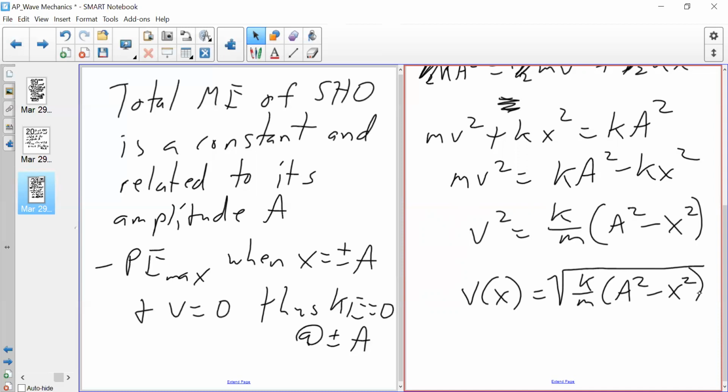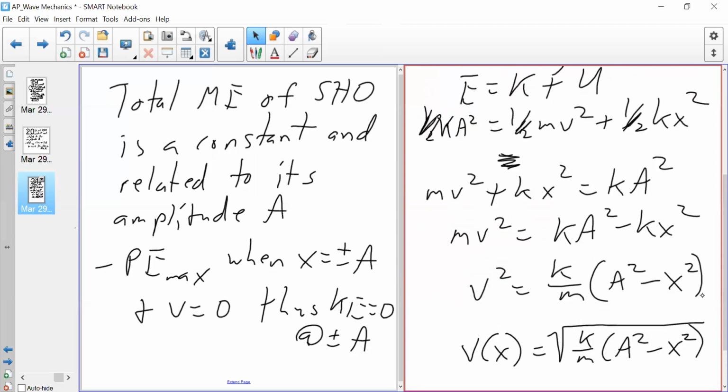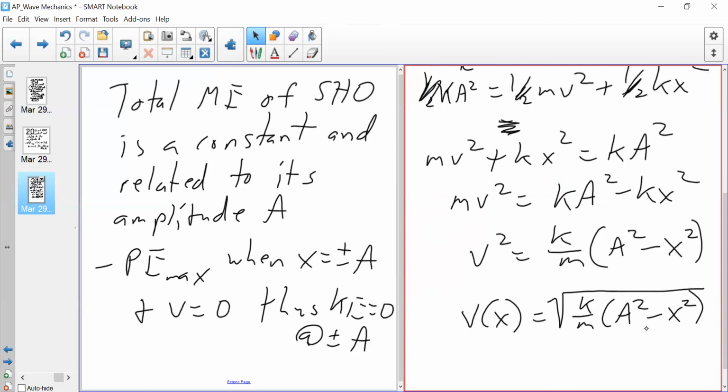So I can get my velocity at any position. If we go back to the previous example, the amplitude was 5, and I want to find it at 2. I can use this function to find my velocity at 2 centimeters, and not just at the edges. Let me amend a previous statement: velocity must be 0 at the amplitude, but this equation allows you to find it at any position between the amplitudes. It doesn't have to just be 0.